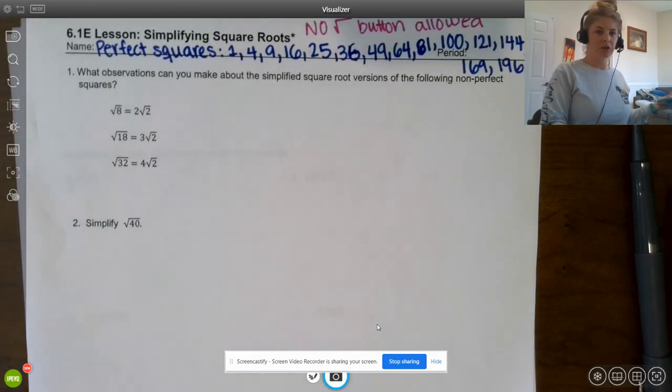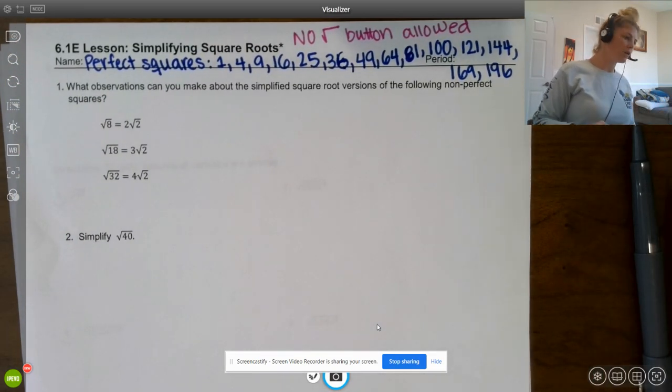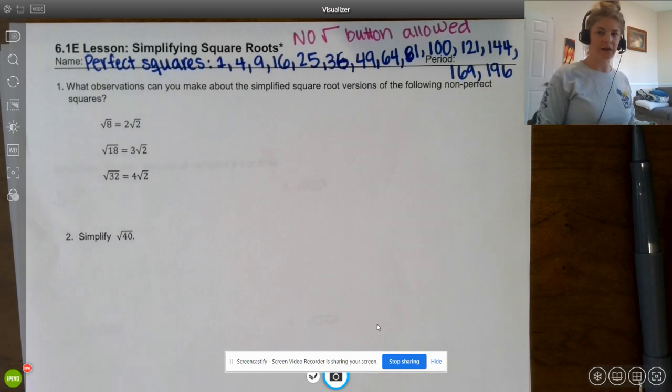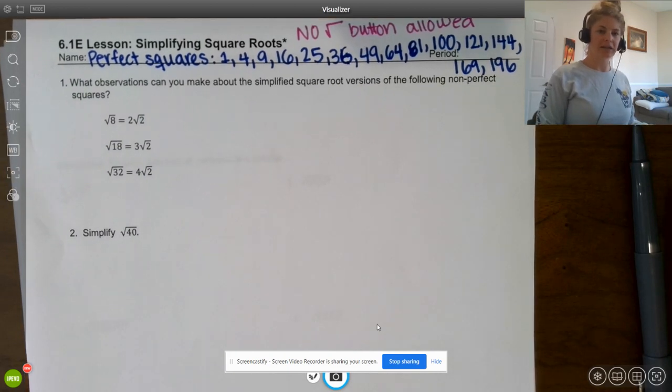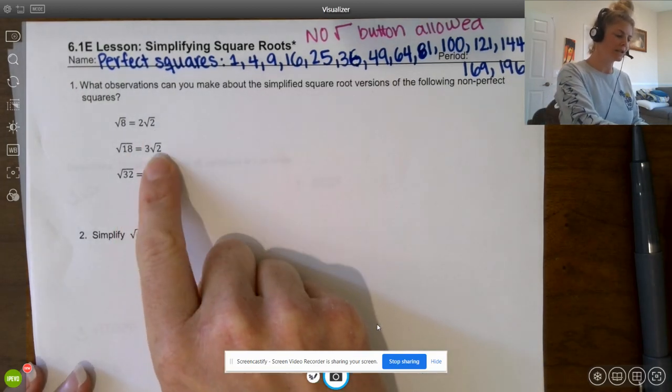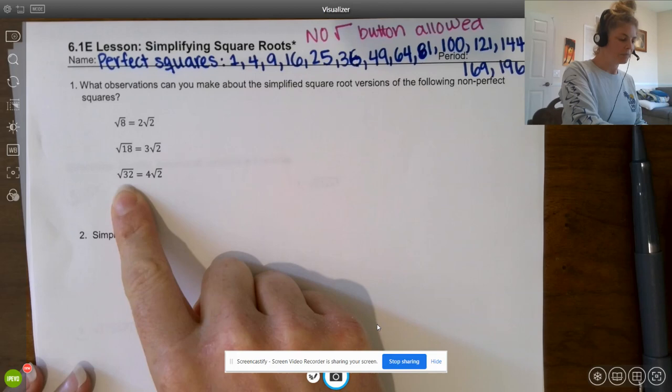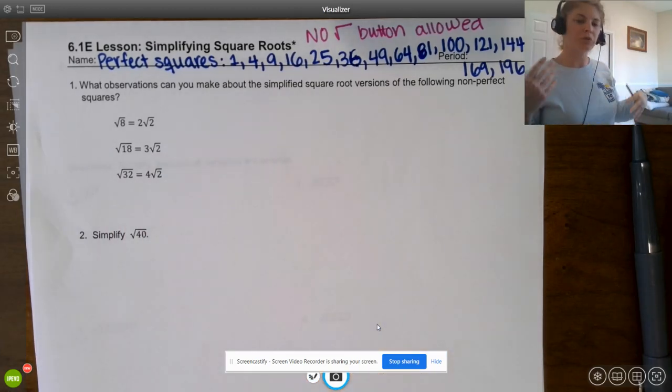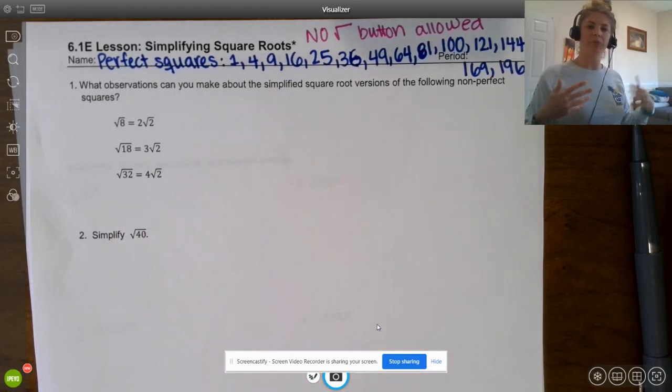Okay, so I'm going to show you a few expressions that are already completely simplified. Square root of 8 is 2 root 2. Square root of 18 is 3 root 2. Root 32 is 4 root 2. So what do you notice here? Are there any observations you can make about the simplified square root?